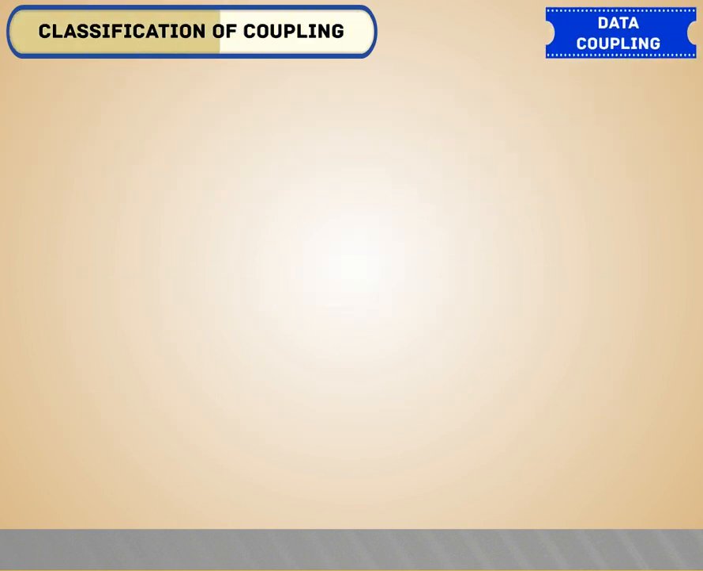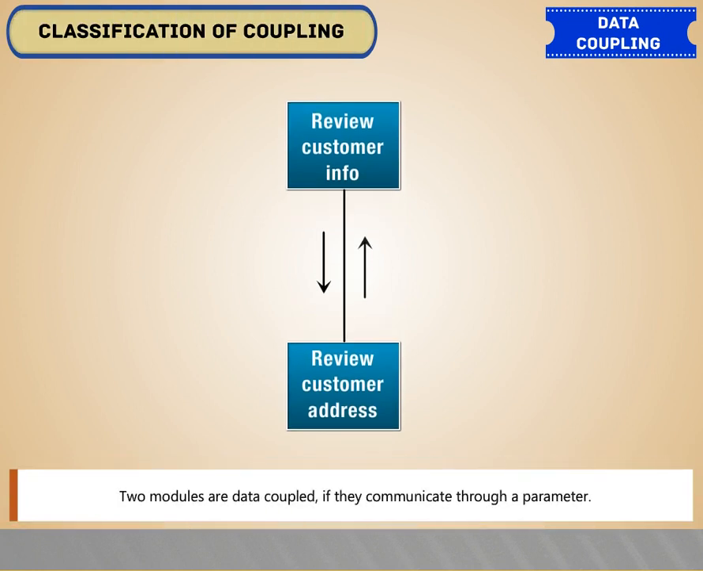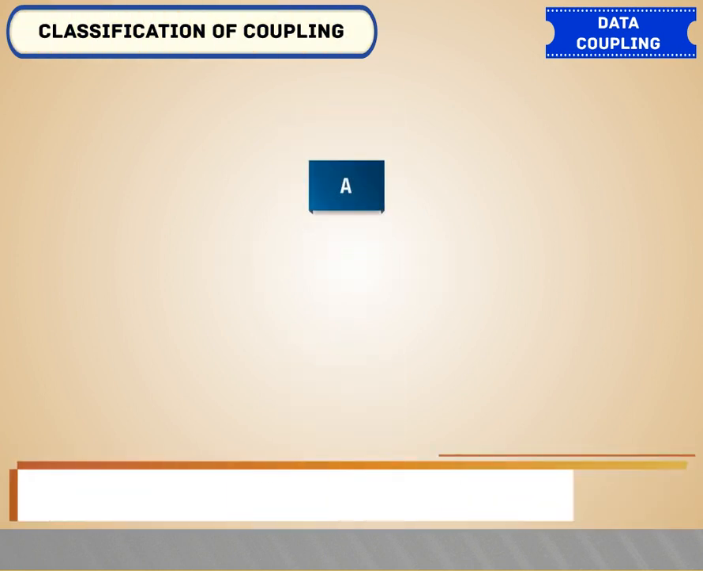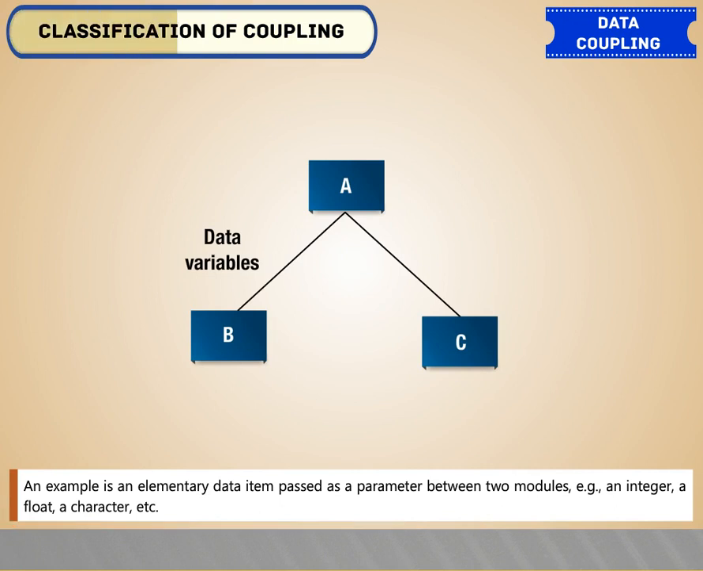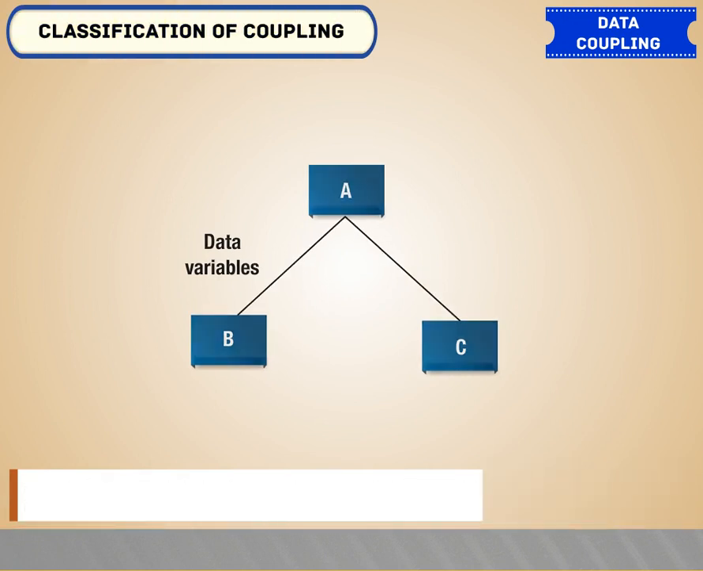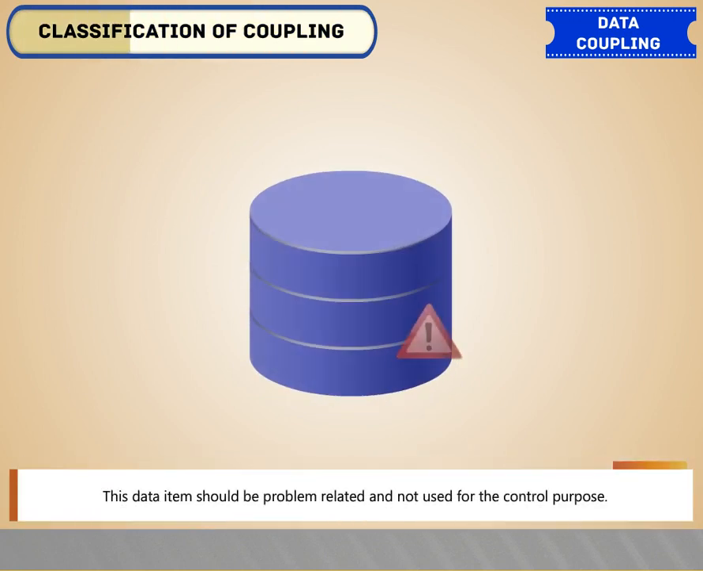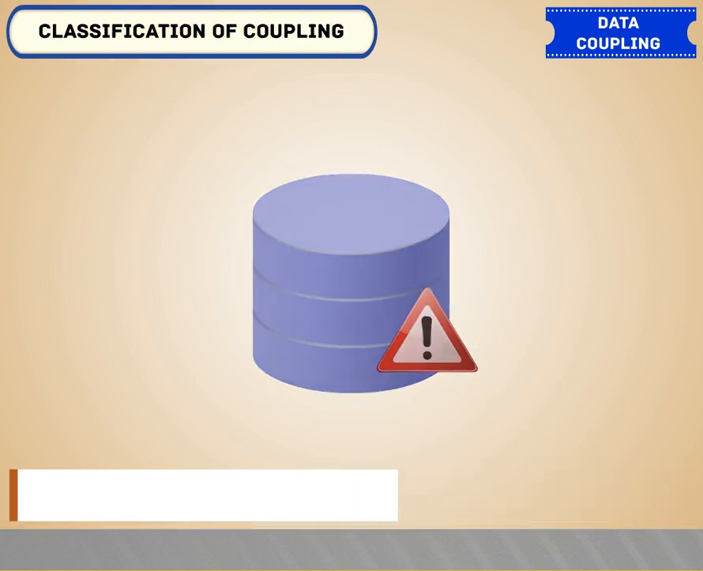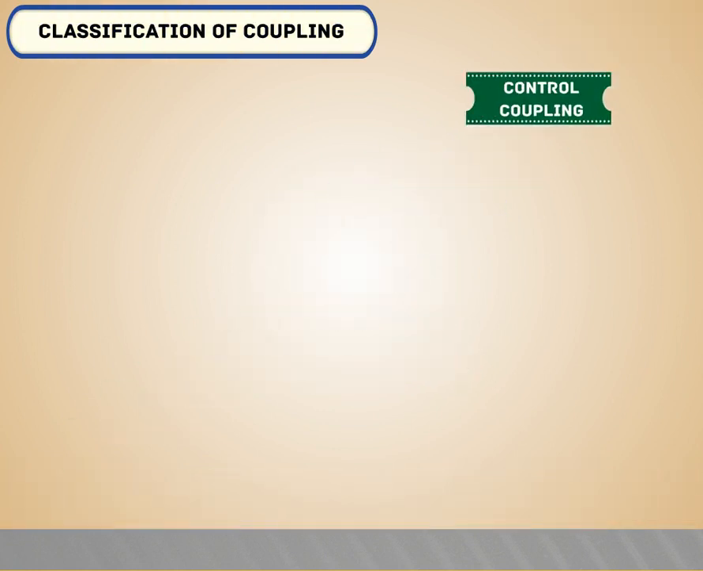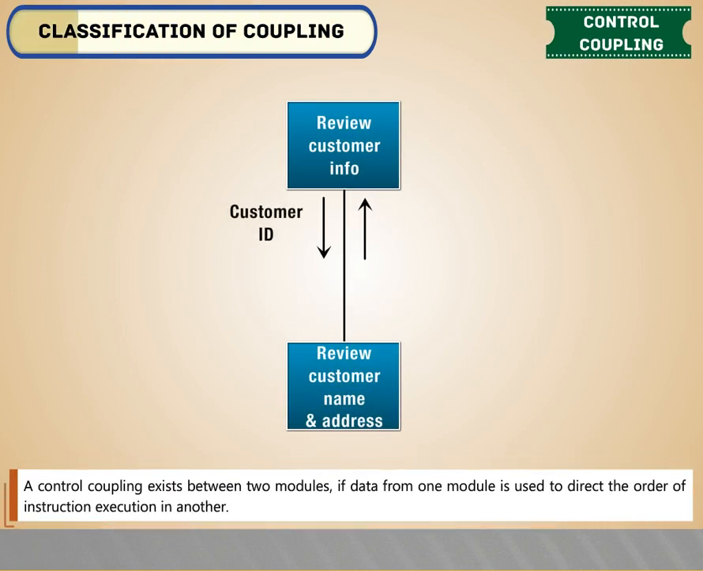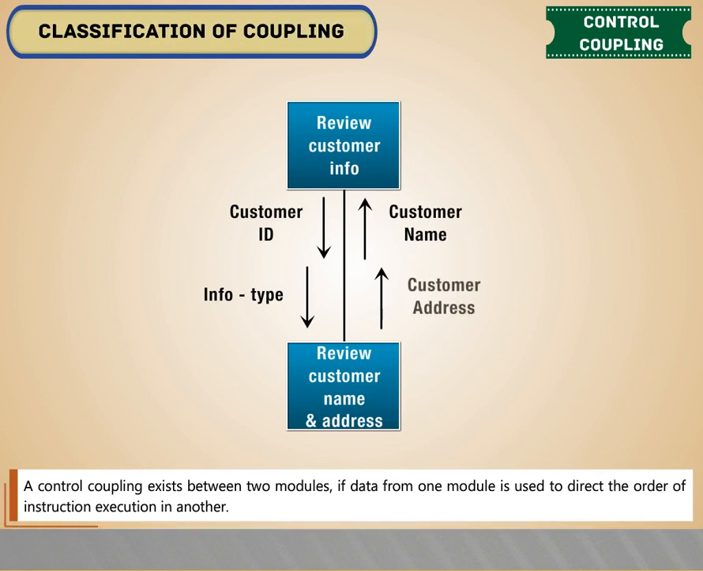Data coupling. Two modules are data coupled if they communicate through a parameter. An example is an elementary data item passed as a parameter between two modules, for example, an integer, a float, a character, etc. This data item should be problem related and not used for control purpose. Control coupling. A control coupling exists between two modules if data from one module is used to direct the order of instruction execution in another.